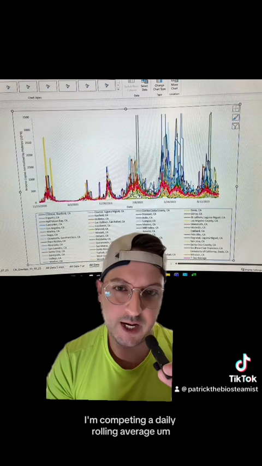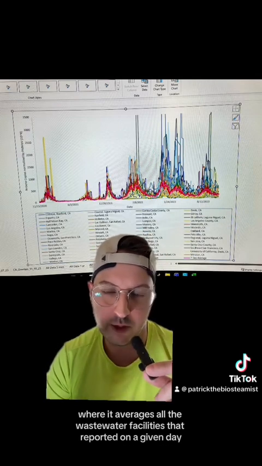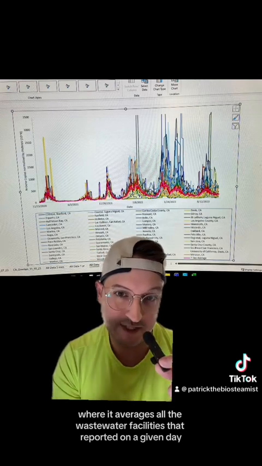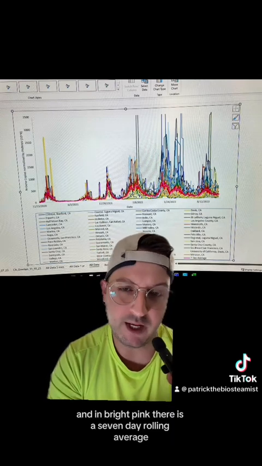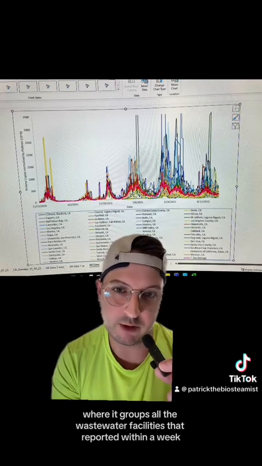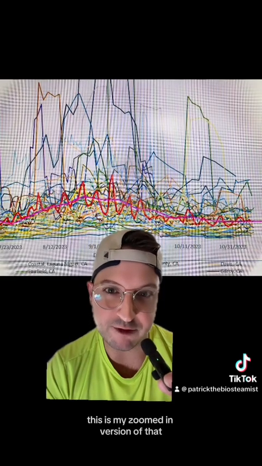Then in the red, I'm computing a daily rolling average where it averages all the wastewater facilities that reported on a given day. And in bright pink, there is a 7-day rolling average where it groups all the wastewater facilities that reported within a week. This is my zoomed in version of that.